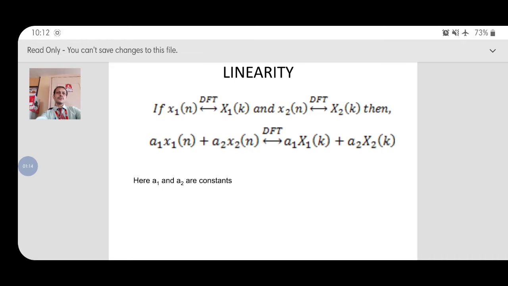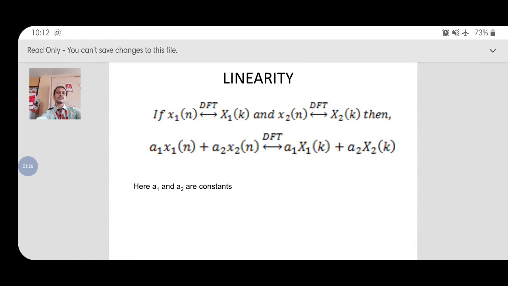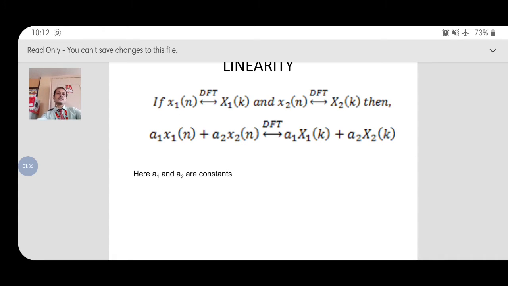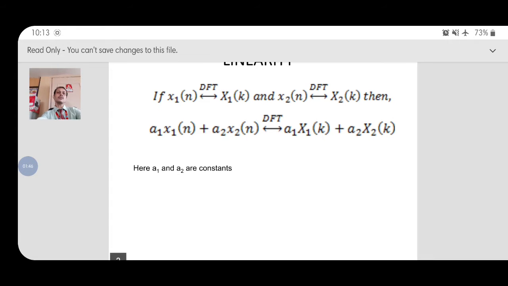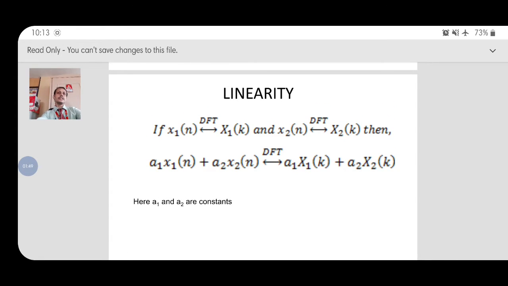From this property, what they are saying is that x1 of n and x2 of n are two signals. We can find the DFT of x1 of n and x2 of n separately, and after that add the DFTs. Otherwise, first we add the signals x1 of n and x2 of n, and after that find the DFT of the sum. Both DFTs are the same. This is called the linearity property.